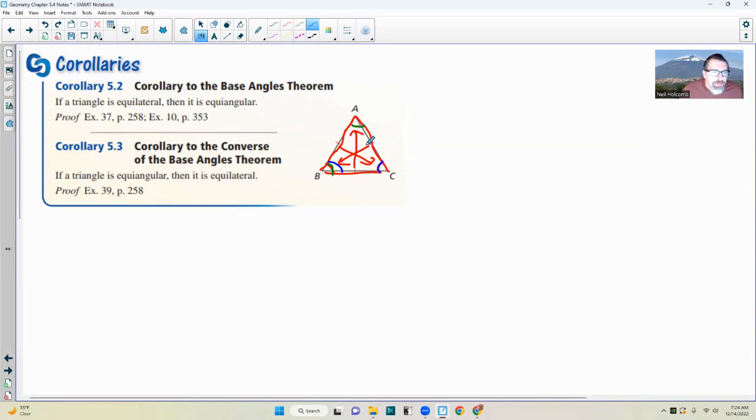So in other words, if two sides are congruent, the opposite angles are congruent. But if all three sides are congruent, then all three opposite angles are congruent as well. All right. And the corollary to the converse: if a triangle is equiangular, then it is equilateral. So in other words, if we're told the three sides are congruent, then we know the three angles are also congruent. If we're told the three angles are congruent, then we can conclude that the three sides are also congruent. And that's about it for this corollary.